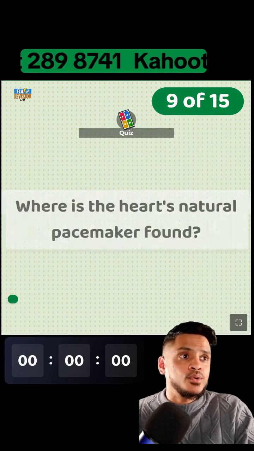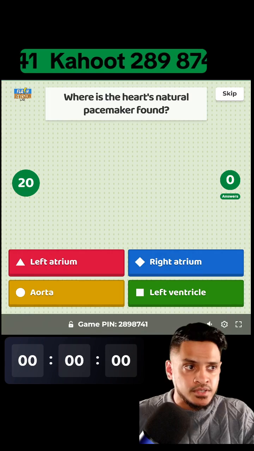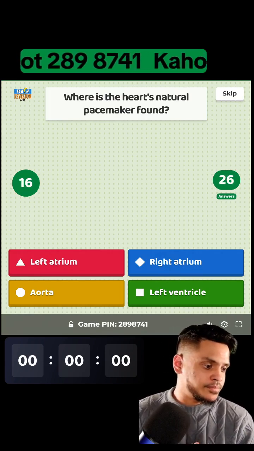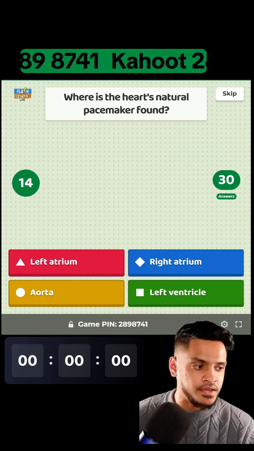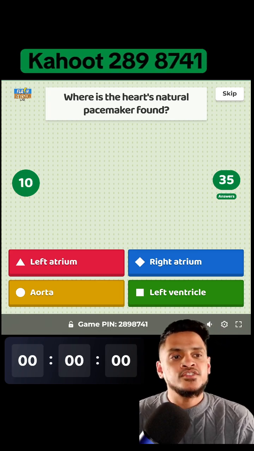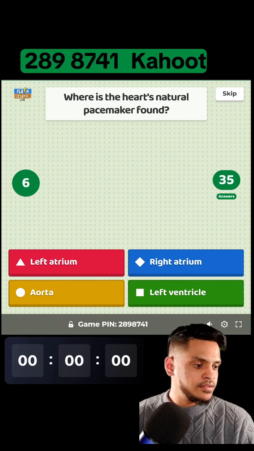Next question, quiz. Where is the natural pacemaker found? We did this question a few minutes ago, just before the first live. We wrote it down. What do you guys think the answer is here? Left atrium, right atrium, aorta, or left ventricle? What do you guys think?